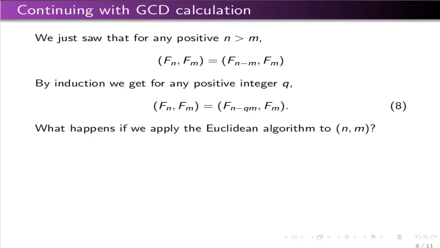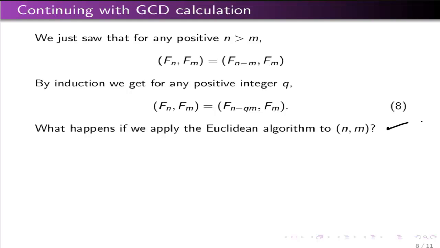So we just saw that for any positive numbers n greater than m, the GCD of F_n with F_m, I can subtract m from n and it'll be invariant. And so by induction, I'll subtract this index from that one again, and I get the same thing. And so in general, for any positive integer q, I can subtract this index from this one q times, and I get the GCD of F sub n minus qm, comma, F sub m. Well, this is beginning to look like a Euclidean algorithm process. So what happens when we apply the Euclidean algorithm to n and m?